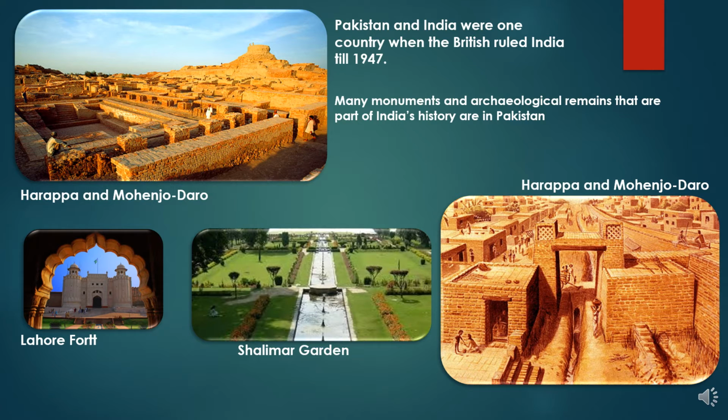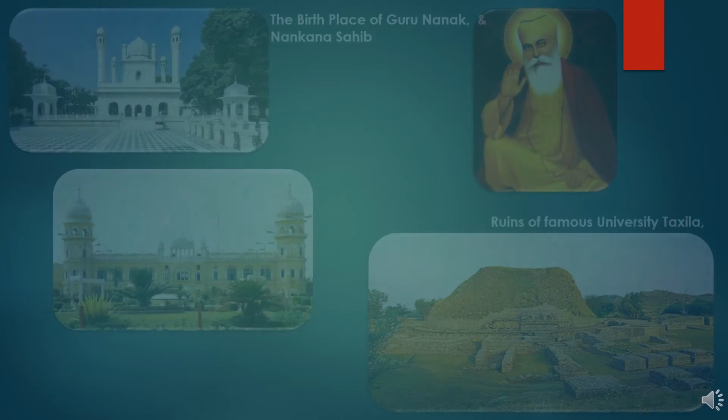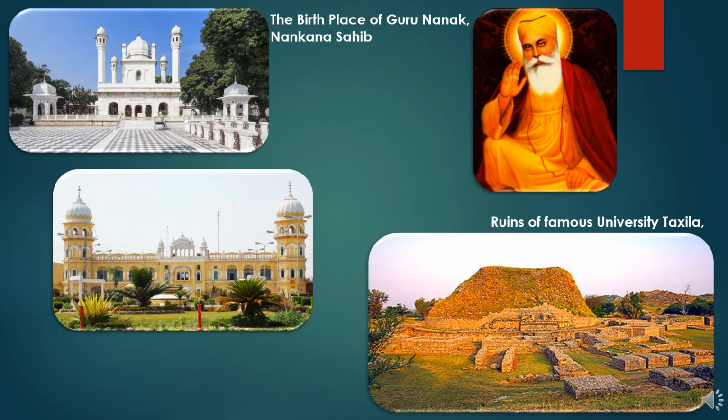Pakistan and India were one country when the British ruled over India till 1947. Many monuments and archaeological remains that are a part of India's history are now in Pakistan, such as Harappa and Mohenjo-daro, Lahore Fort, Shalimar Garden, the birthplace of Guru Nanak, Nankana Sahib, and the ruins of the famous University Taxila.